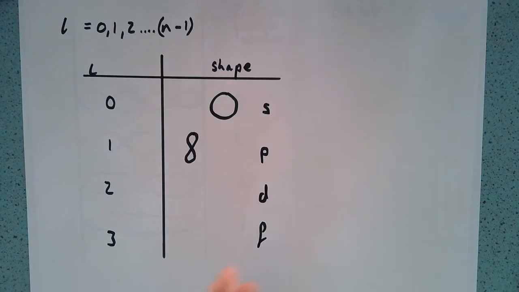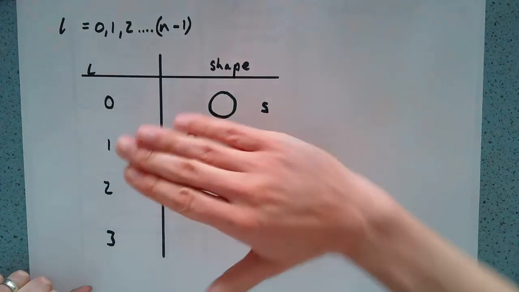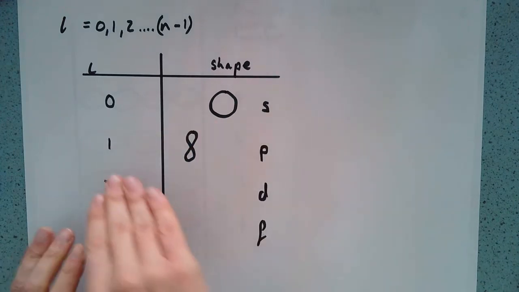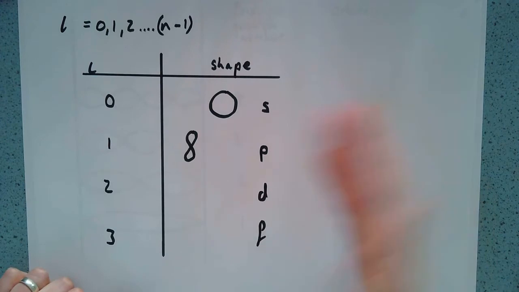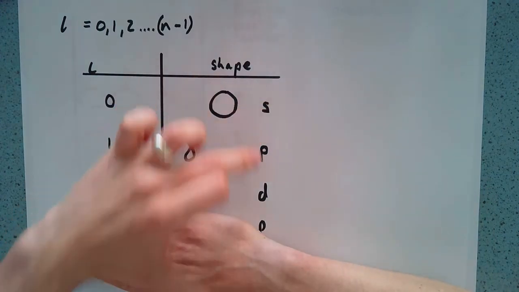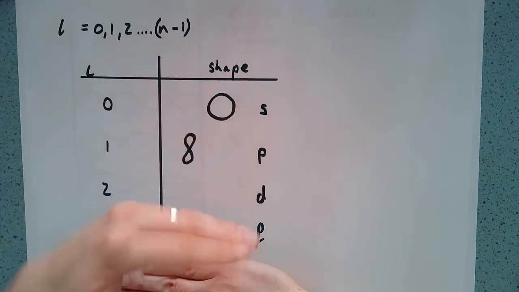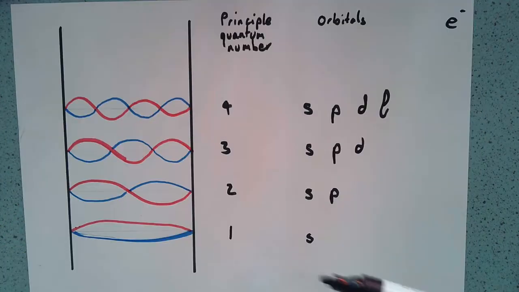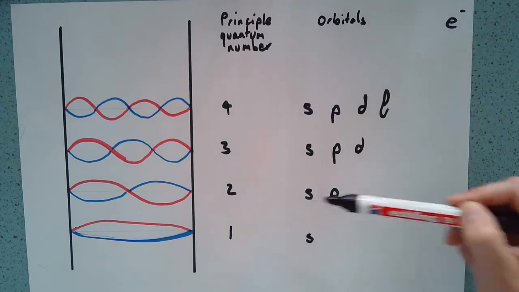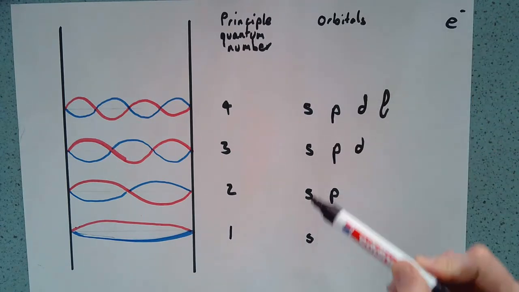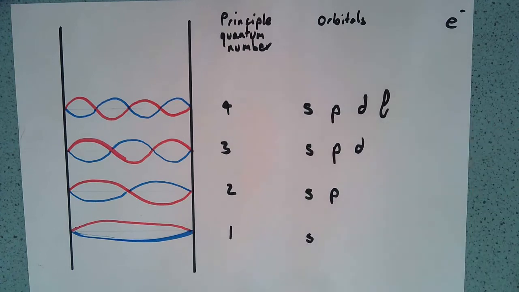And as I said, in the first one, we only have 0. So we only have S orbitals in energy level 1. And in energy level 2, we can have S and P. And in energy level 3, we can have S, P, and D. And in energy level 4, we can have S, P, D, and F. So each of these energy levels has a certain type of orbital fixed to it. And as we go up the energy levels, we add one more: S, P, D, F.